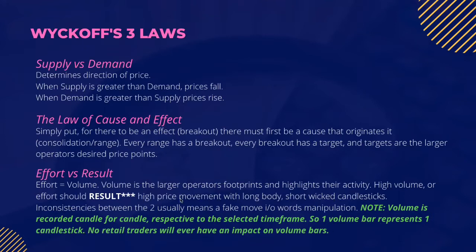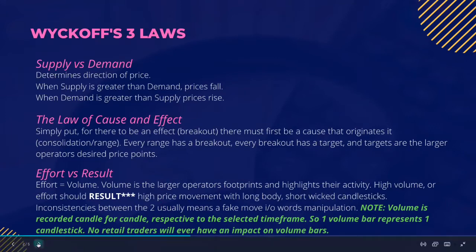And you'll be able to follow it with your crosshairs, and the more you're able to understand this, the more you're able to see those fake outs and stuff like that. Another thing to note is not one retail trader will ever have an impact on a volume bar. Not ever. Volume bars are strictly the larger operator footprints. That is the most important thing that you can understand. Again, volume shows us the larger operators' footprints. It shows us their activity, right?